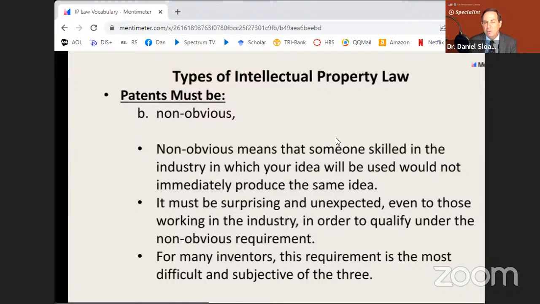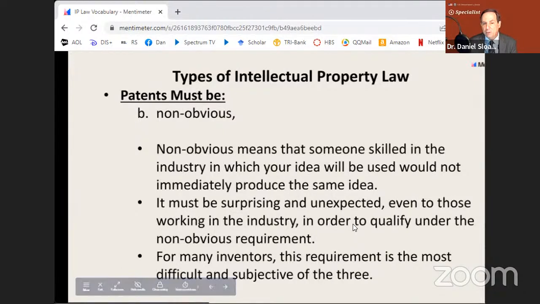Again, that would be up to the patent office to determine how obvious it would be. Depending on, and there's an infinite number of possibilities in regards to what people might try to patent, it would have to be something interesting. It must be surprising and unexpected, even to those working in the industry, in order to qualify under the non-obvious requirement. A little better definition.